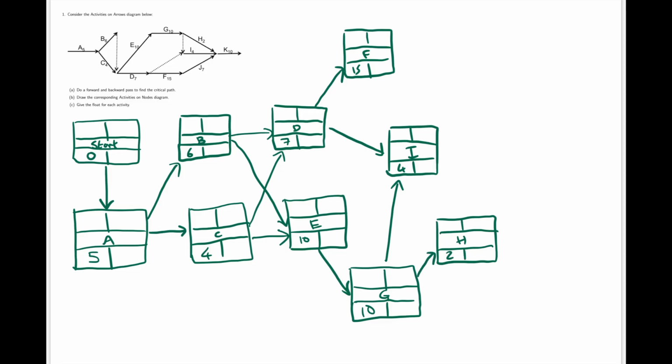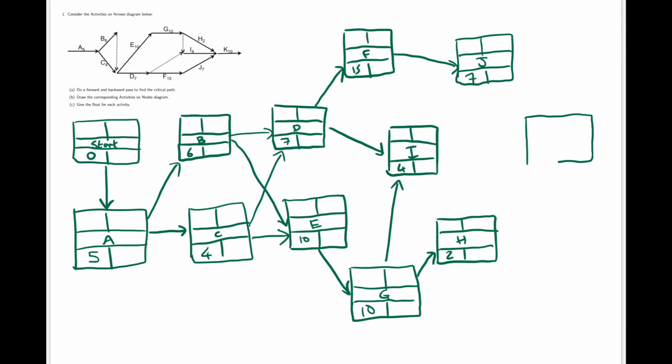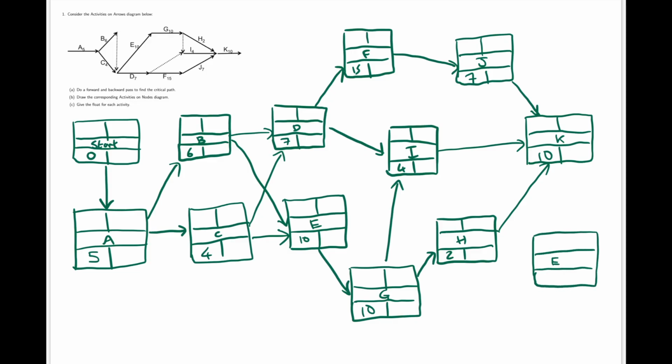J has F as a prerequisite. K has H, I and J as prerequisites. And finally, we always have to end our project with a dummy end node, which has duration 0, and we will connect any activities that are not themselves prerequisites of anything else to the end node. So this will be the activities on nodes diagram all set up.